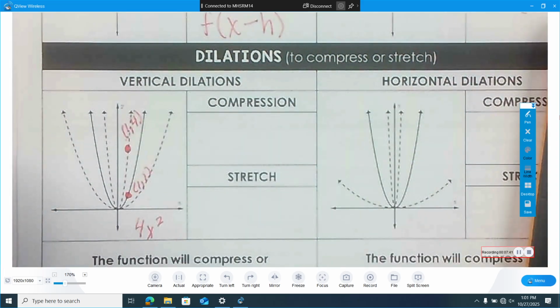And so that's why it's called a vertical stretch, because all it's doing is taking our original point and multiplying the y value straight up by 4. So it's really stretching out.